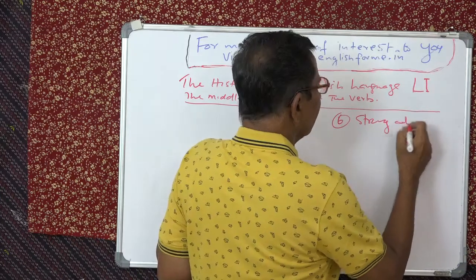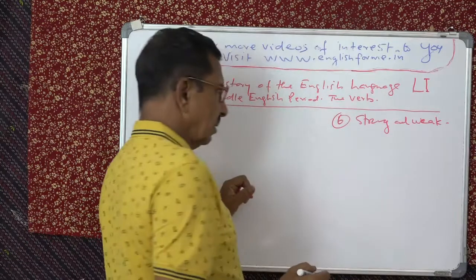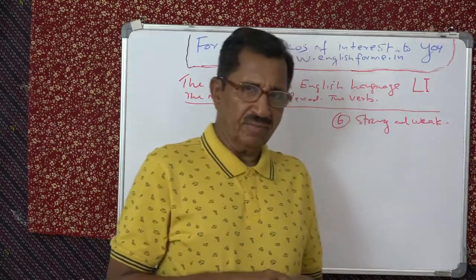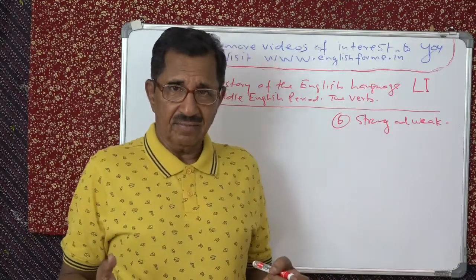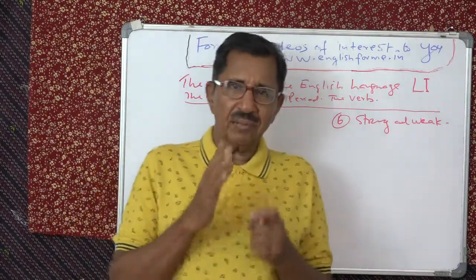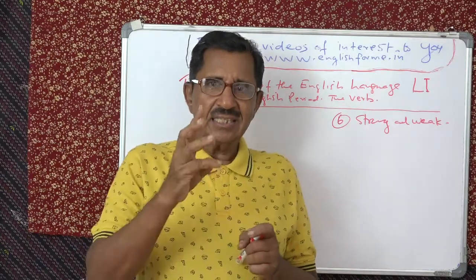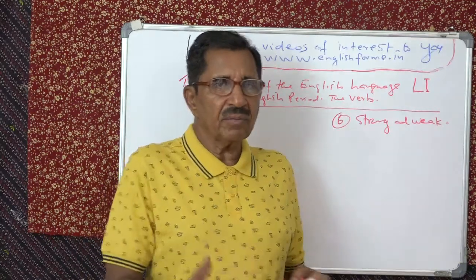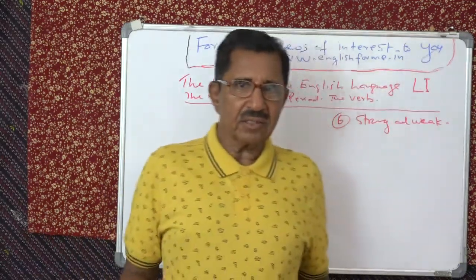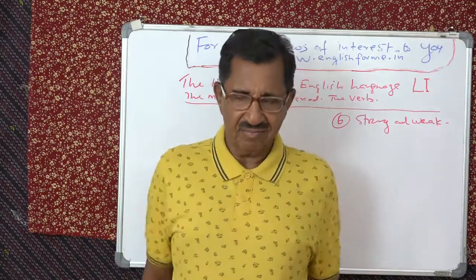Strong and weak verbs. The number of strong verbs was reduced and the number of weak verbs increased. A strong verb means a verb that makes its other tenses by vowel change: sing, sang, sung. That is a strong verb. A weak verb means a verb that makes its past tense by adding ed: love, loved, loved.